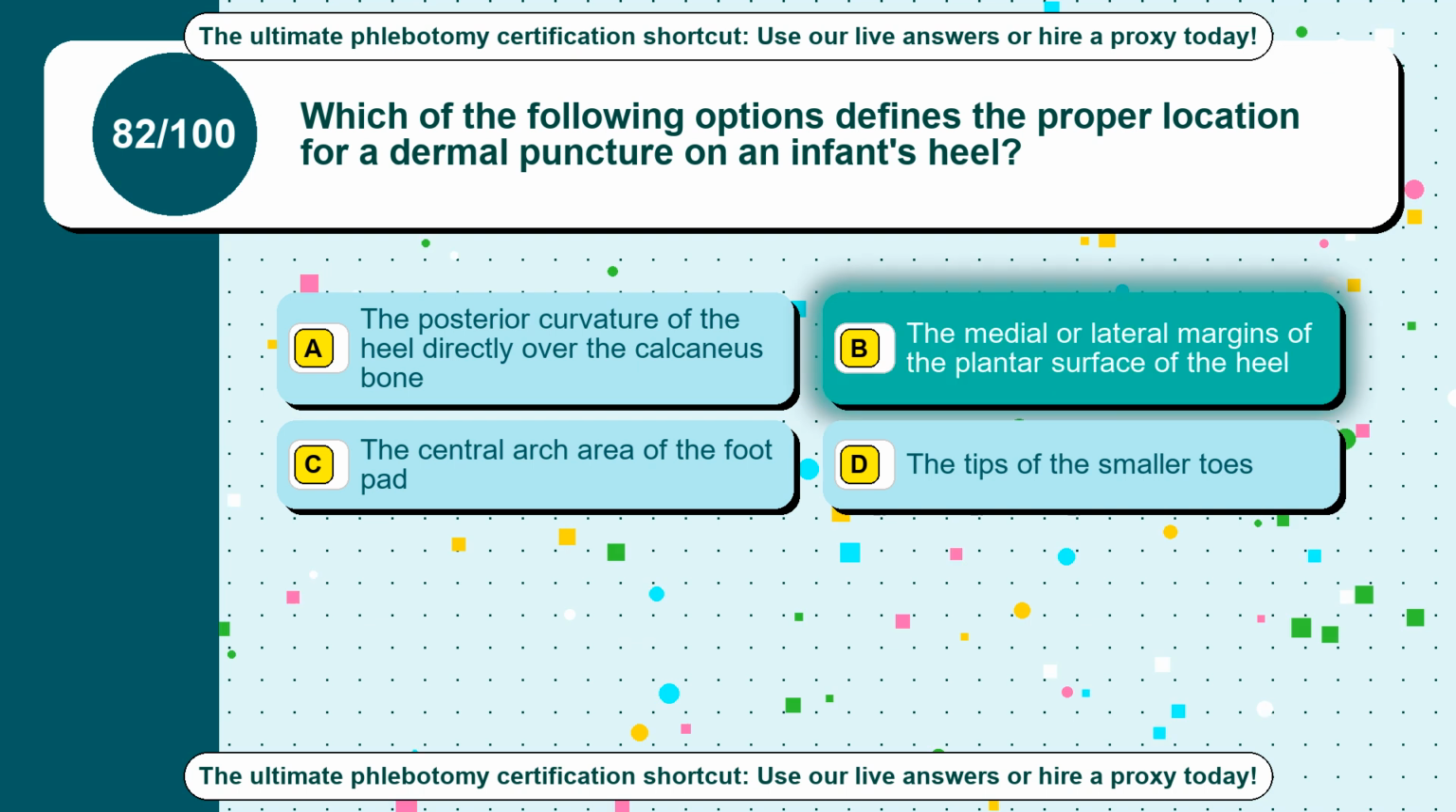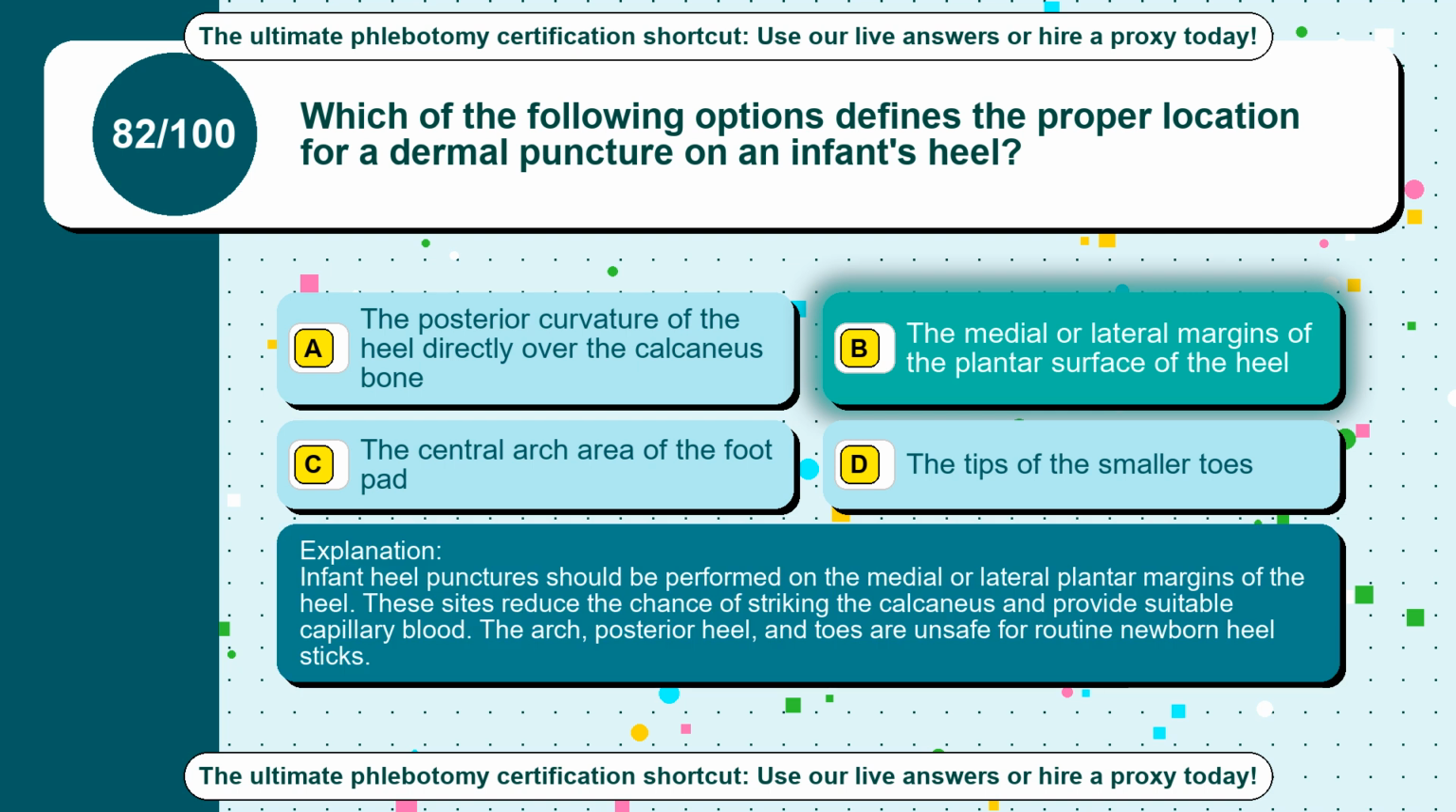The correct answer is option B, the medial or lateral margins of the plantar surface of the heel. Infant heel punctures should be performed on the medial or lateral plantar margins of the heel. These sites reduce the chance of striking the calcaneus and provide suitable capillary blood. The arch, posterior heel, and toes are unsafe for routine newborn heel sticks.